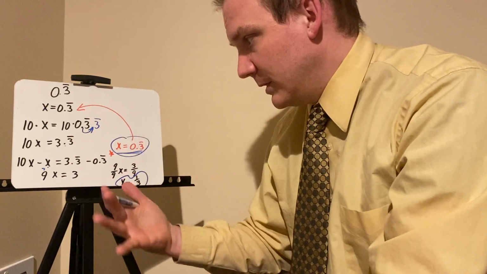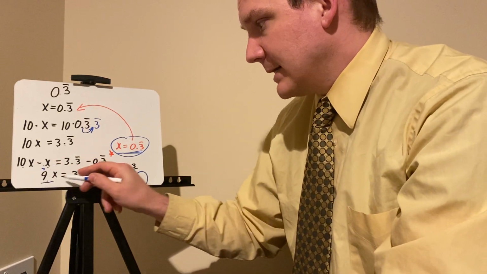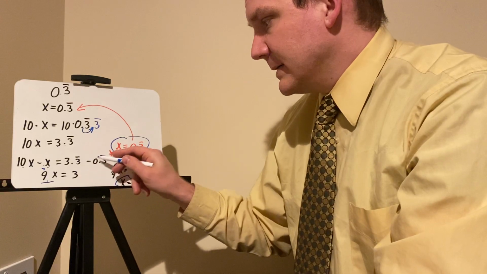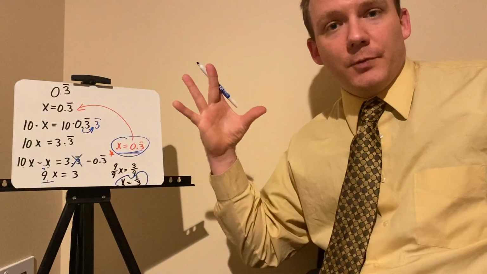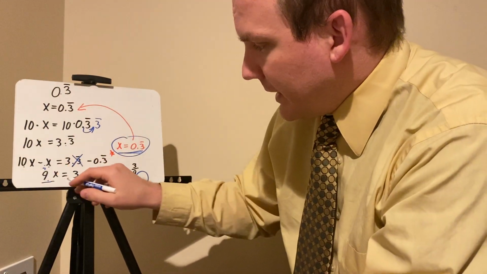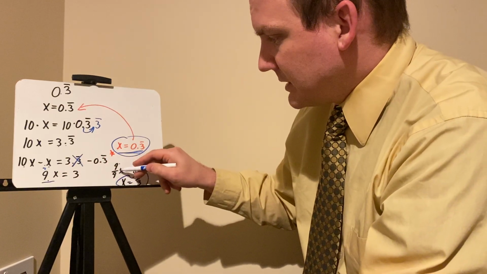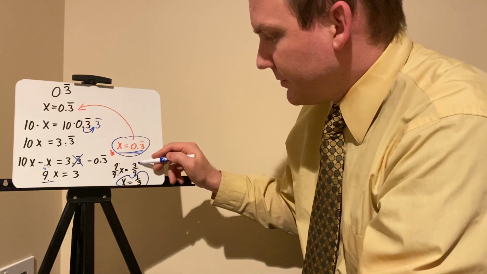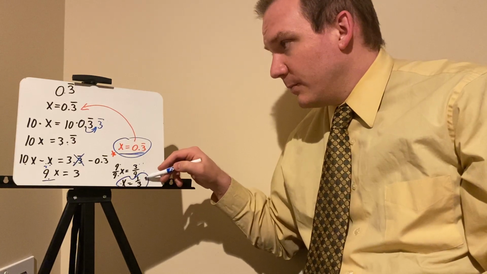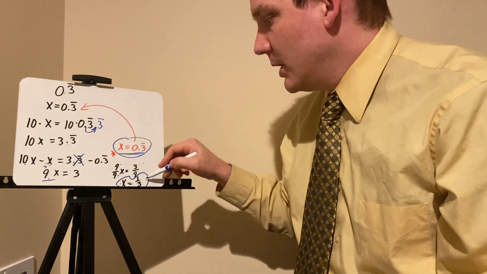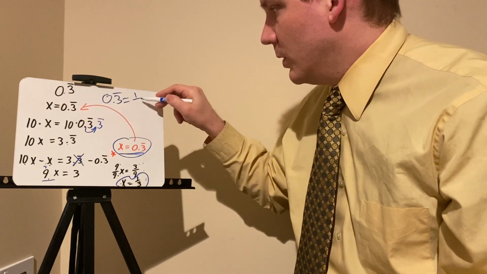They have the same value, which means we end up with 9x, because 10x minus x is 9x, and then 3.3 repeating minus 0.3 repeating is just 3. The repeating part is gone. And so now we have 9x equals 3, which we can divide both sides by 9. So 9x divided by 9 equals x, and 3 divided by 9, or 3/9, is equal to 1/3. So x equals 1/3, which we can come back up here and say 0.3 repeating equals 1/3.